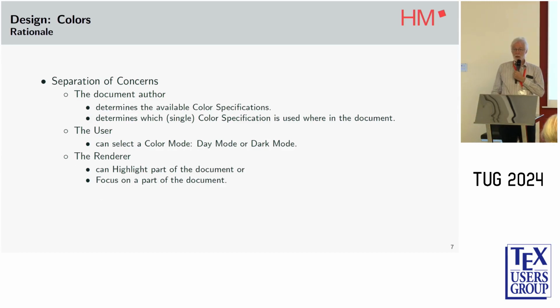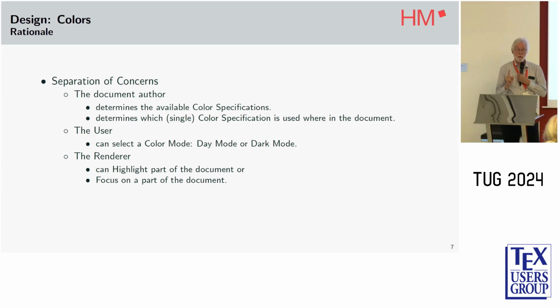I do that because I want to separate the different concerns. The document author determines what color specifications are available for the whole document. And at any point in the document, I have only a single valid color specification. You know exactly, if you are here, that's my valid color specification, and if I highlight that and I'm in dark mode, I know what foreground and what background is.